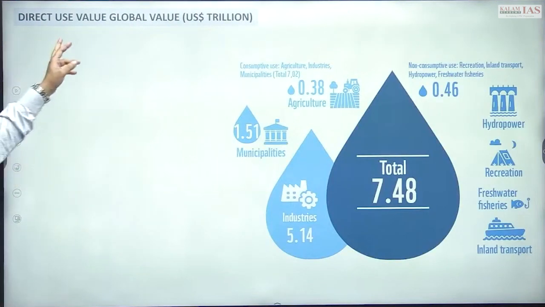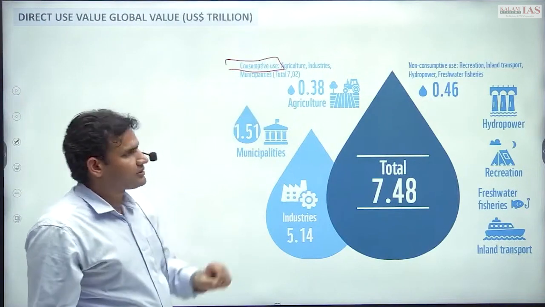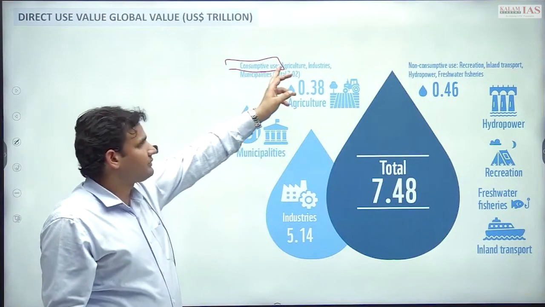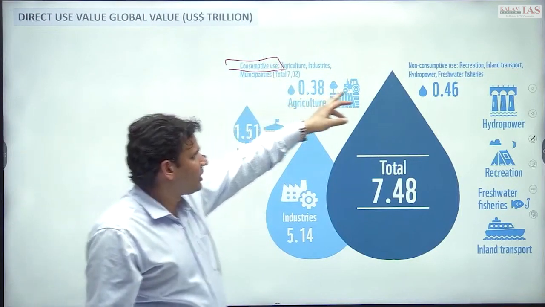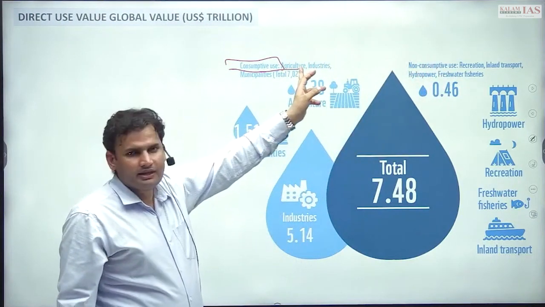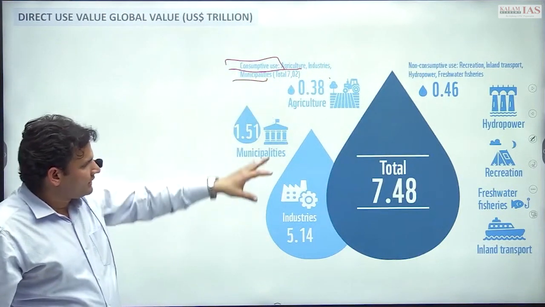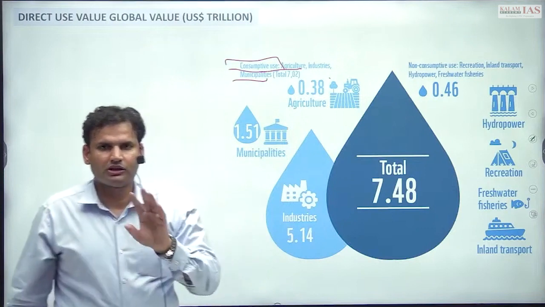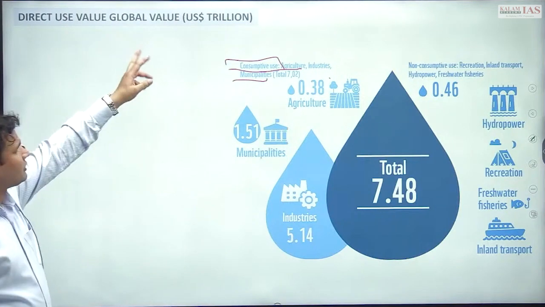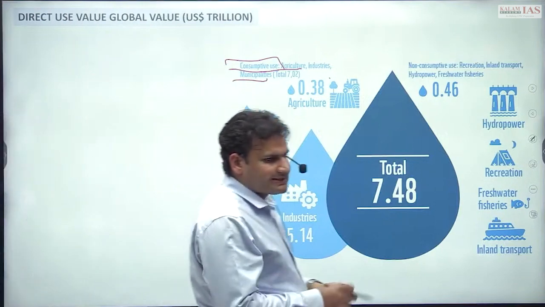First things first, direct use value. Now water, it has got different usage. उसको आप लिख सकते हैं, it has got consumptive use and non-consumptive use. Consumption कहाँ पे? Consumption in agriculture, consumption in industries, in municipalities. Do we have to remember each and every data? No, not required. आपको सिंपली याद रखना है direct use value of global value is around $7 trillion.